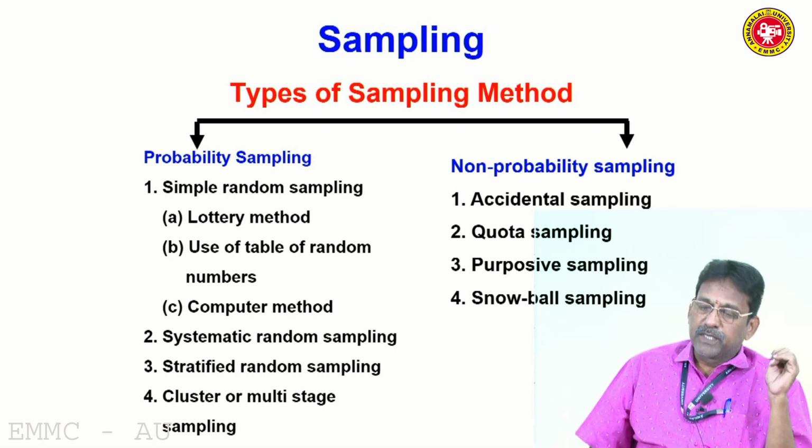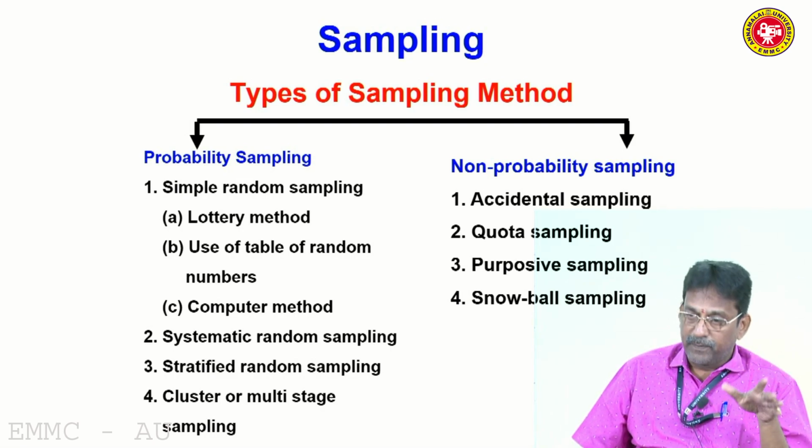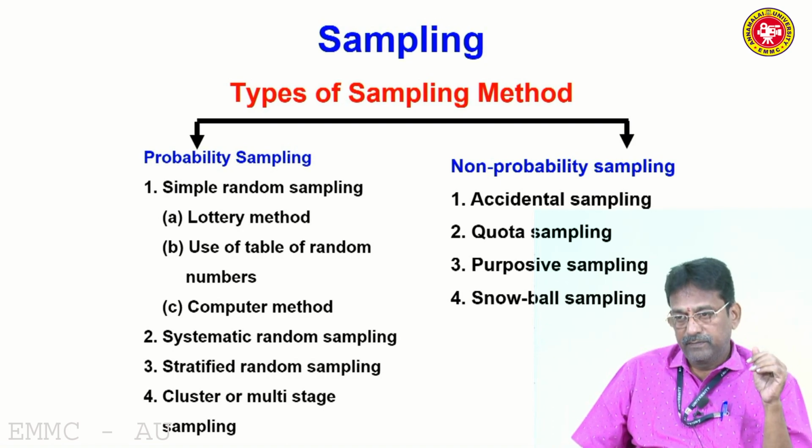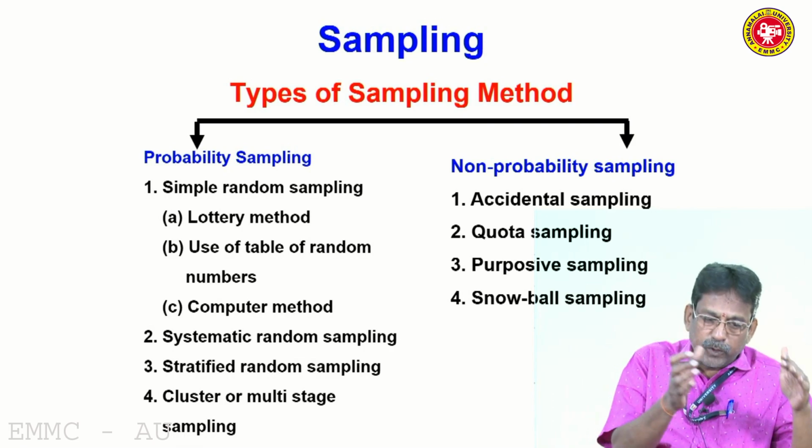One is simple random sampling. What is simple random sampling? Each and every unit gets an equal chance in the simple random sampling method. There are 3 subdivisions. One is the lottery method. Suppose you want to make a study in a village, the total population may be 1000, means you have to prepare small seeds, 1000 seeds. Then you have to put them in a box.